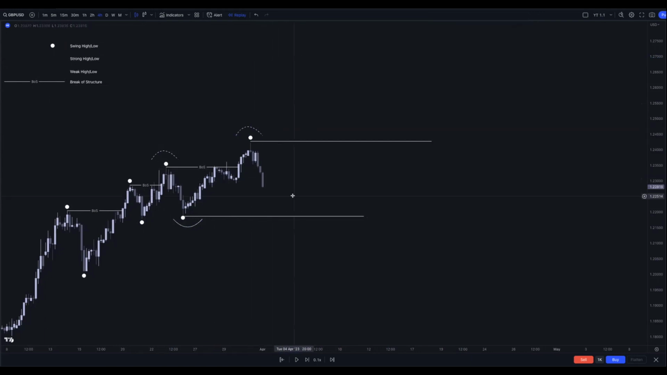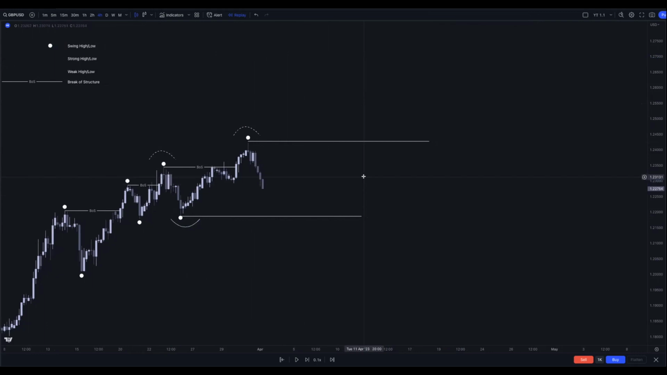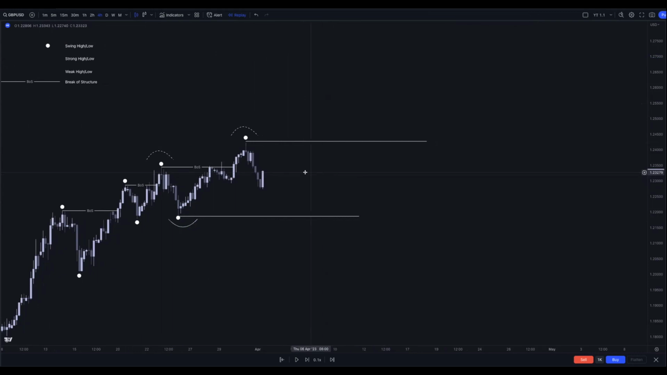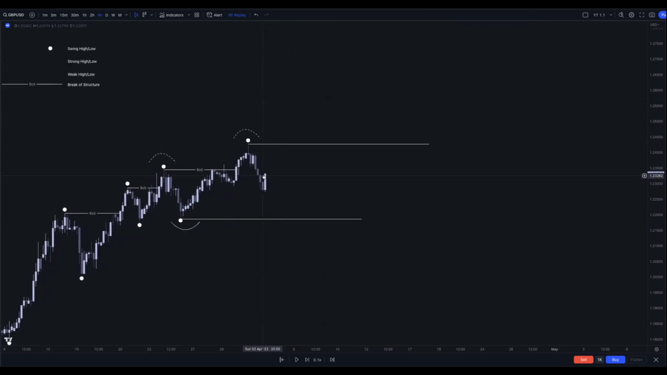Price can do whatever it wants. We get a significant upthrust move. Let's just say I wanted to target this weak high. That's a risk reward of 1.55, right? Why am I getting in here? Well, because I'm assuming everything's been going according to plan thus far.